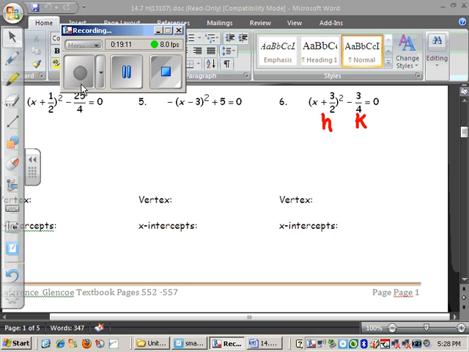Let's do number 5, just in case 6, dealing with the radical, was a little hard for you. I just wanted to make sure you had a taste of the fraction one before we did 5. So we're going to go back and do 5 at this time.